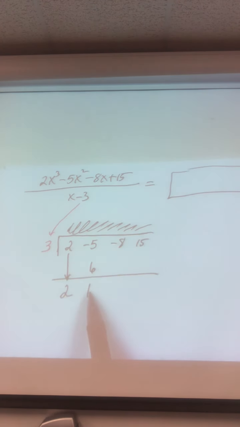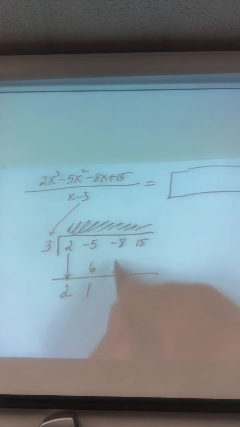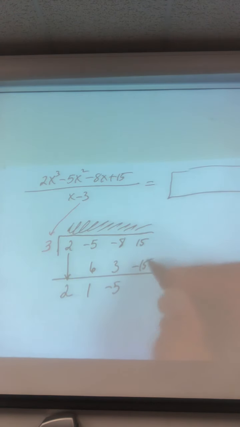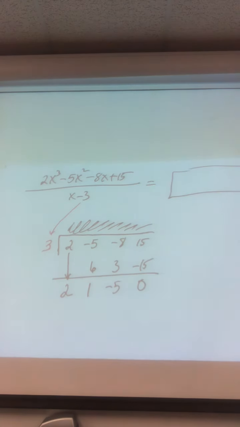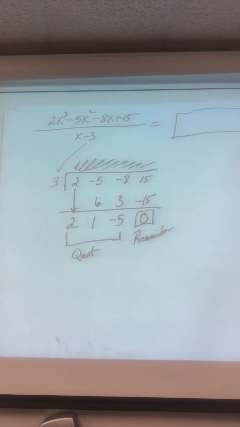Now, once you get that number below the line, multiply again. 3 times 1 is 3. And negative 8 plus 3 is negative 5. Multiply again. 3 times negative 5 is negative 15. And 15 minus 15 is 0. The number that is on the end is always your remainder. And this answer right here is your quotient. So there's your quotient and there's your remainder.